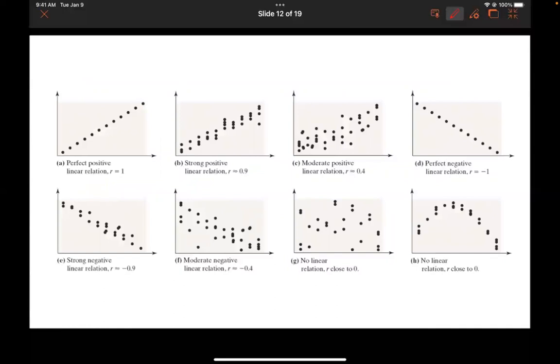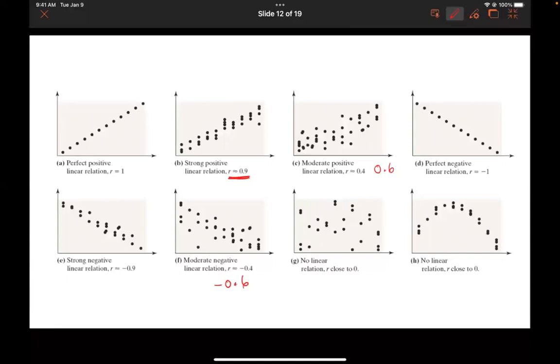B is pretty strong. My R value is 0.9. It is pretty strong. Letter C, I don't agree that that's 0.4. In my opinion, it looks like a 0.6, but I still would call it moderate. And then D is a perfect negative. And once again, I think this probably is a negative 0.6.